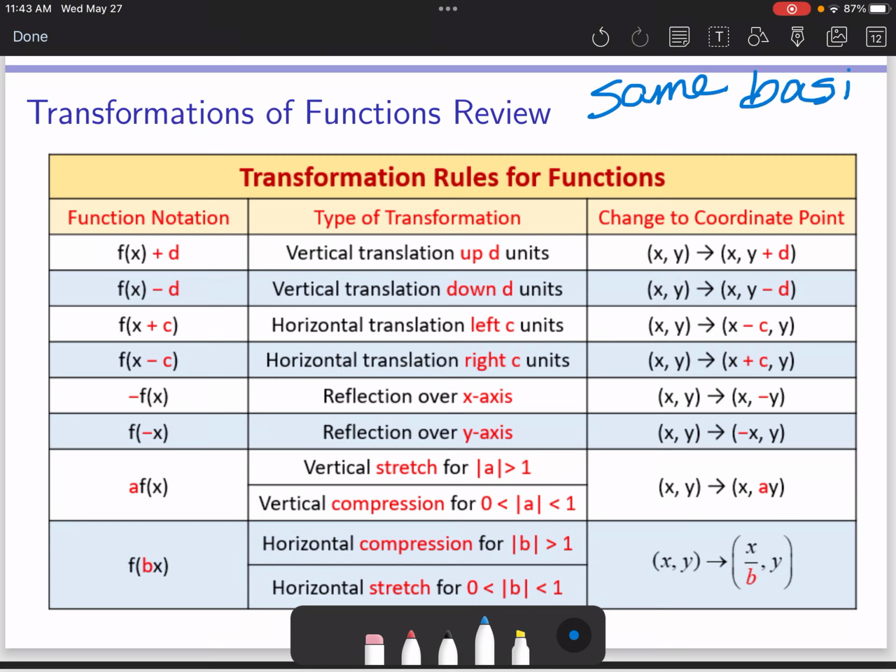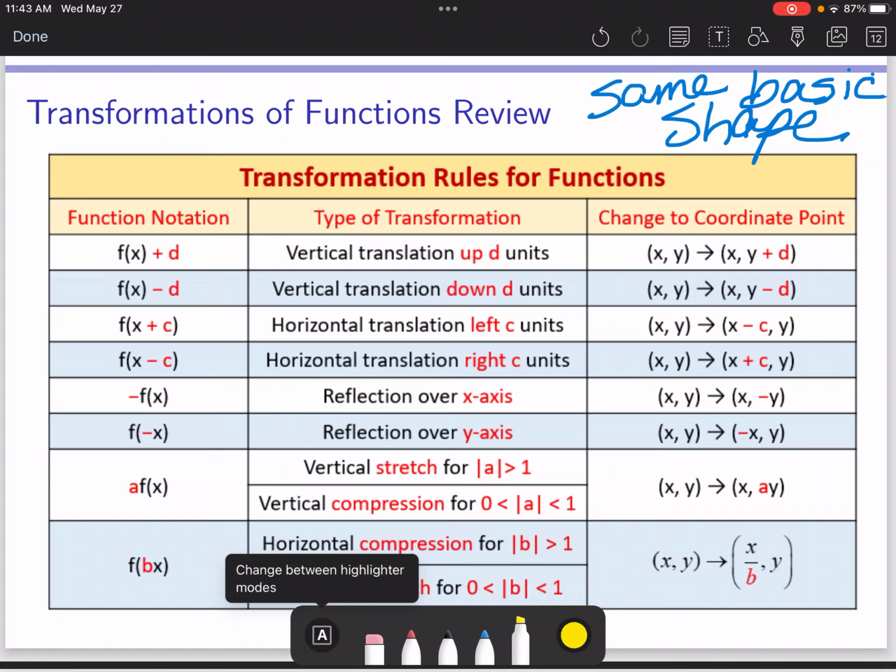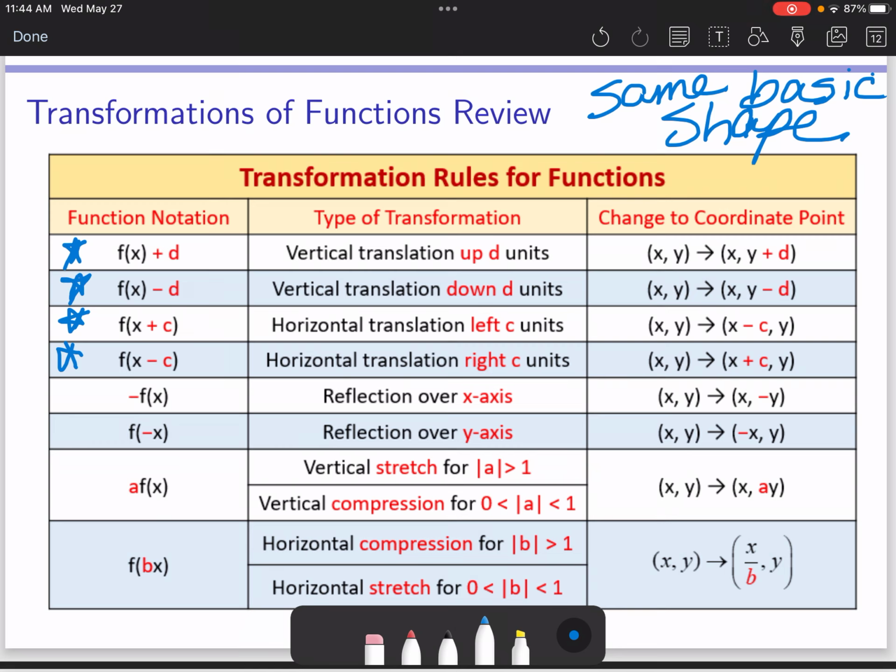But it has either been shifted left or right, which is here. Well, it's not letting me highlight. So shifting left and right, that's these two. Shifting up and down, that's adding or subtracting on the outside of the function.